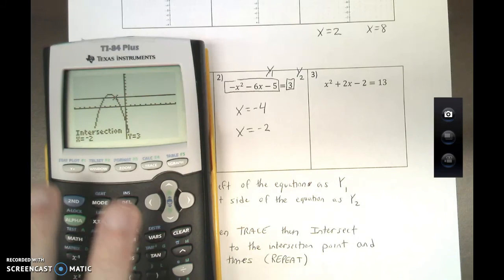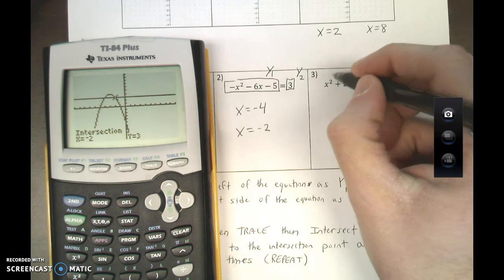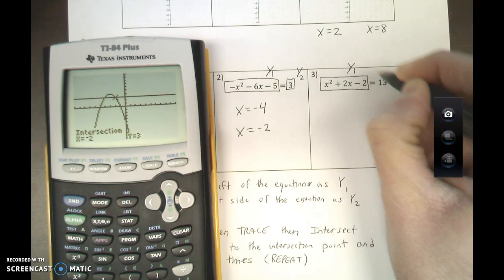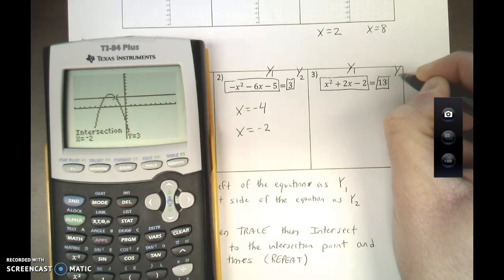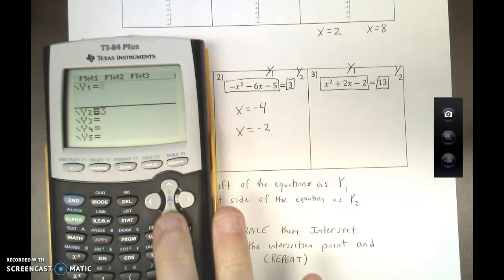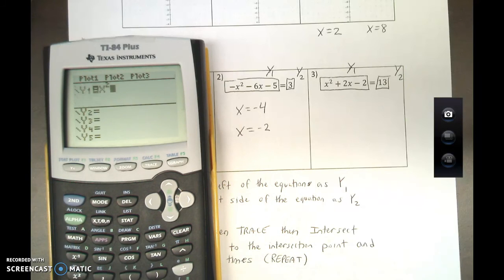Let's check out number 3. So number 3, same idea. I'm going to put this as y1 and this is y2 in the calculator. So I'm going to clear out what's there. So I have x squared plus 2x minus 2 and then 13. So I'm going to graph.